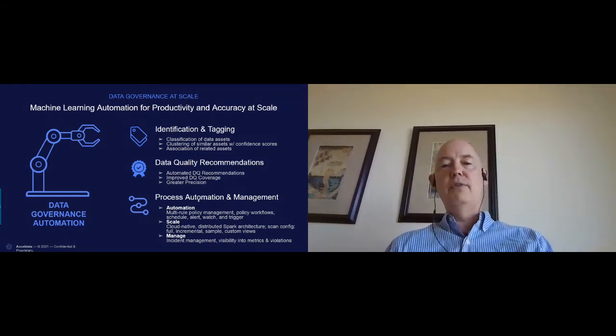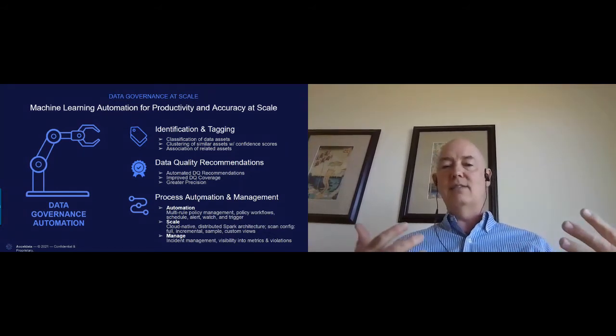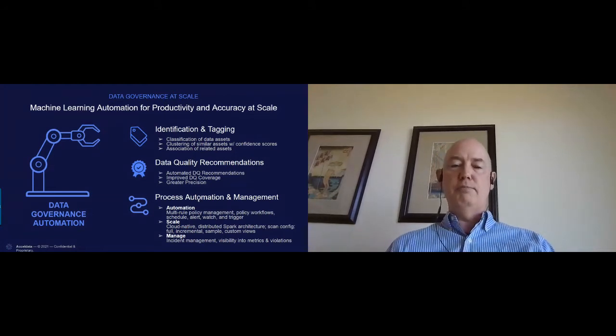So the first is around the ability to identify and tag your information. This might be just first off identifying what it is, but then also looking at relationships, identifying similar data assets or assets that relate to each other. It helps both from a usability perspective as well as a management perspective.